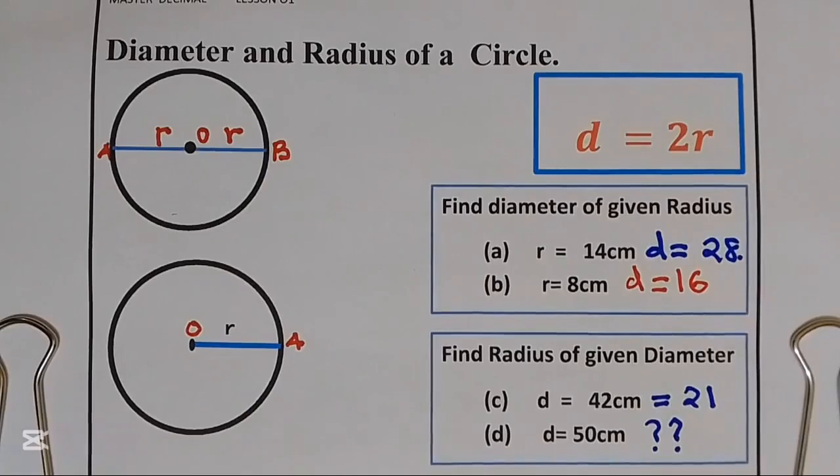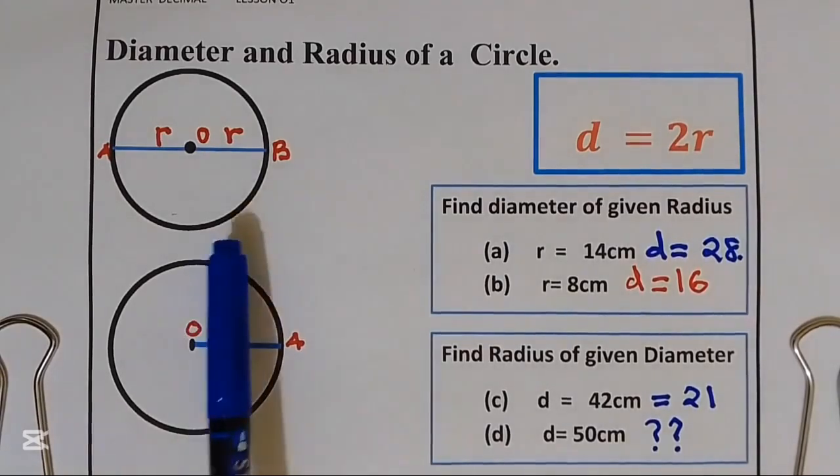We said diameter is equal to 2 times radius. For more videos on circles, you can check my playlist over here.